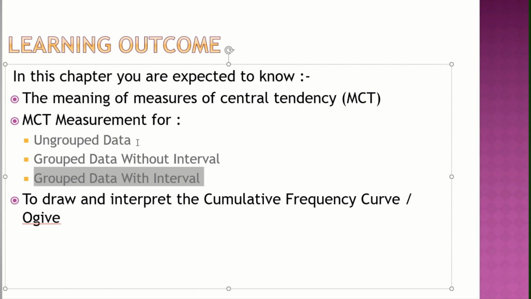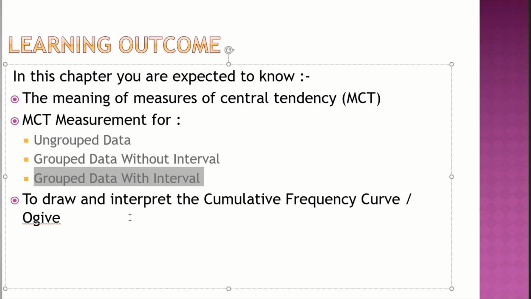When you have ungrouped data, you rearrange it and then you calculate your mean, mode, median. When you have group data without intervals, you will add two extra columns, which is cumulative frequency to find your median and fx to find your mean. What is fx? Frequency times your data.